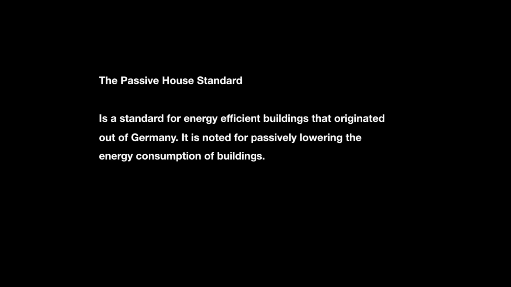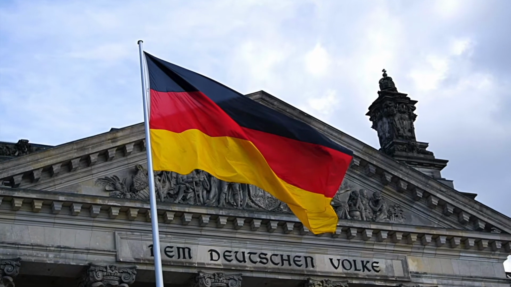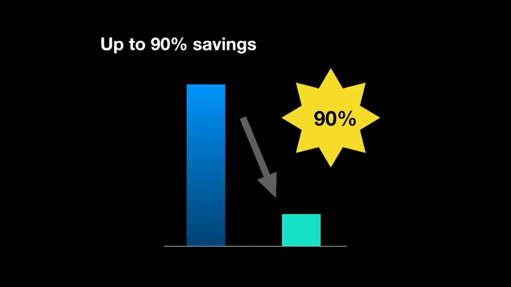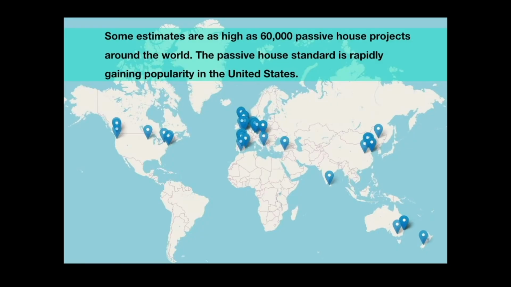What is a passive house? A passive house is a building standard that originated out of Germany in the 1990s. The passive house standard can yield energy savings of up to 90% compared to conventional homes. Not surprisingly, the passive house standard has expanded around the globe. Current estimates are around 60,000 homes around the world, including the United States.